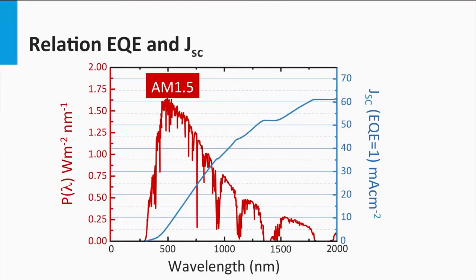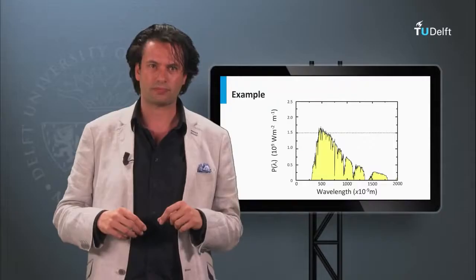In this graph, the spectral power density is shown in the red. The blue line represents the theoretical short circuit current density at a wavelength lambda. It shows that up to a wavelength of 2000 nanometers, we could theoretically generate a short circuit current density of 62 milliamps per square centimeter. Let's consider crystalline silicon having a band gap of 1.12 electron volt. This equals a wavelength of 1107 nanometers. Then we arrive at a theoretical current density for crystalline silicon of 44 milliamps per square centimeter.